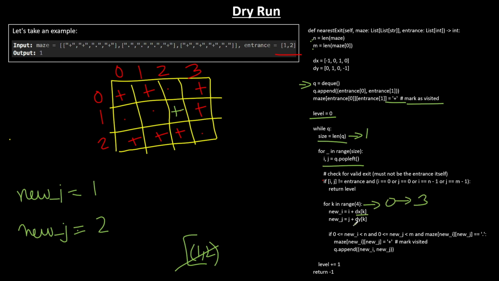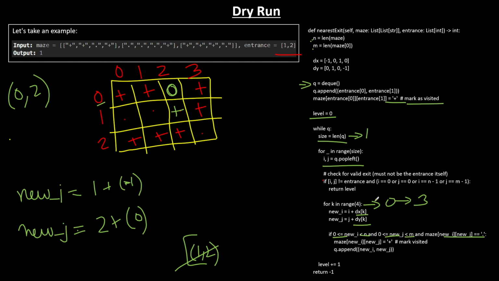Now when dx and dy, which is here, right? When we have k value 0, we put here minus 1 and 0. So our new cell becomes 0 comma 2. Now 0 comma 2 is the 0 row and second column, this one, right? We will check, is it within the boundary? Yes, it is within the boundary.